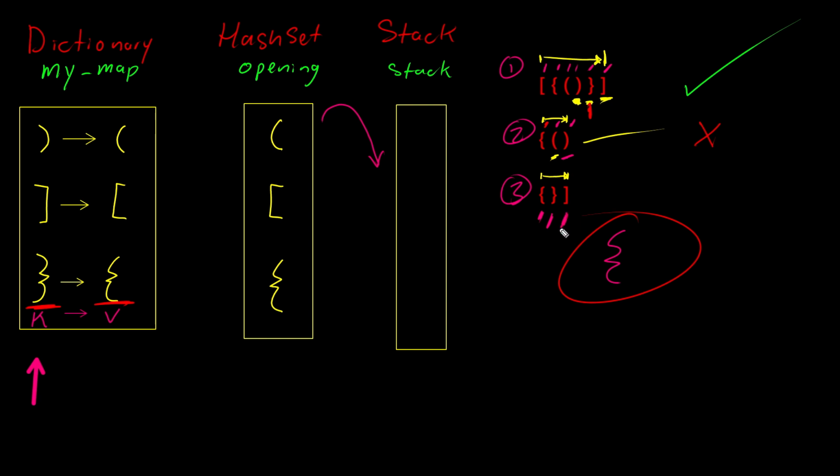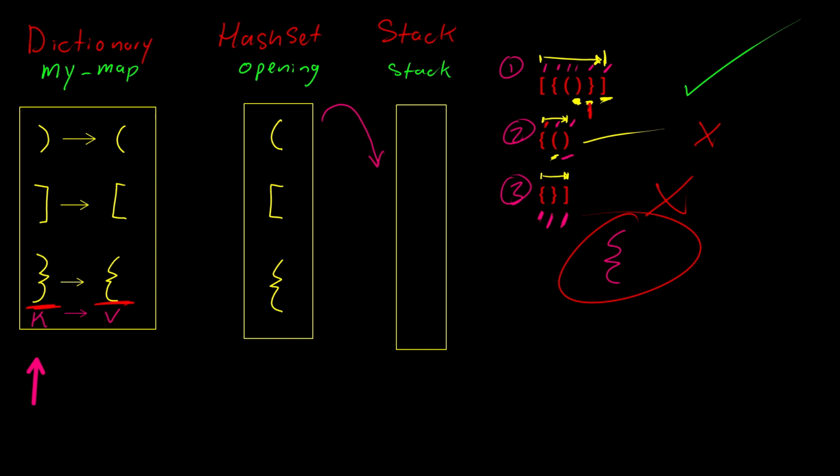Now we move on to this one. We have a closing square bracket. Now it's not an opener, so we pop from the stack. But wait, there's nothing in the stack. The stack is empty. So if the stack is empty, that means we're missing the opener for this one. So this is also invalid.